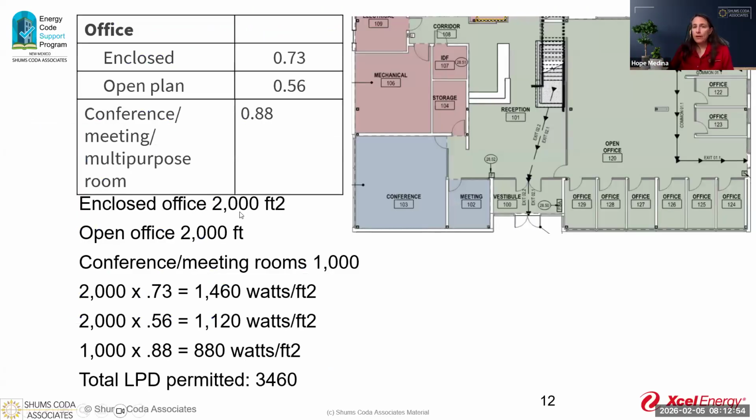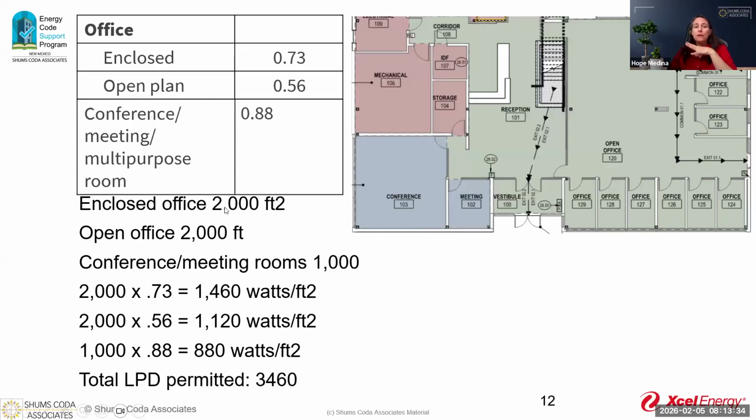So here's an example. Here's a plan, right? It's obviously not everything. So we have enclosed offices, open office, and then conference meeting room. And you can see that there are different values that they get to multiply by the square footage. And so in this instance, this is something similar to what I would need to see as a plans examiner being provided to me to demonstrate, hey, ultimately, we are allowed 3,460 watts for our project. And so because of that, this is how they get there.